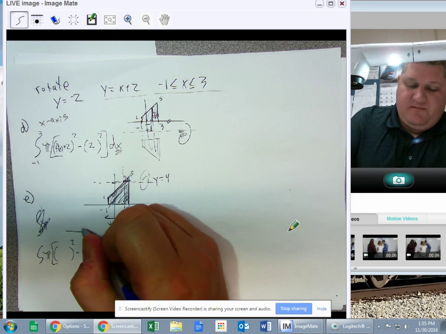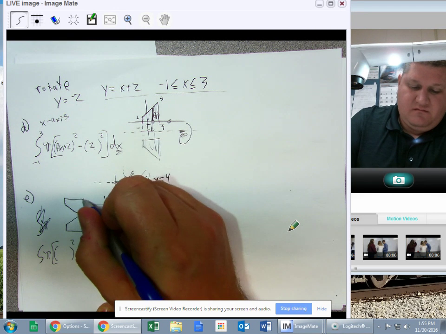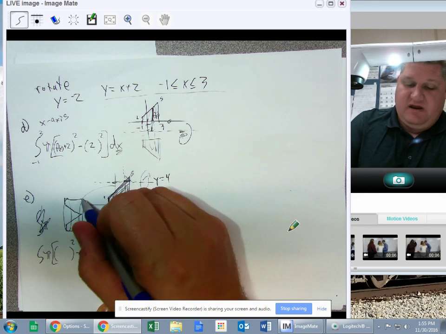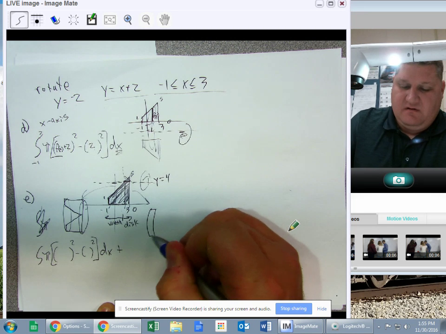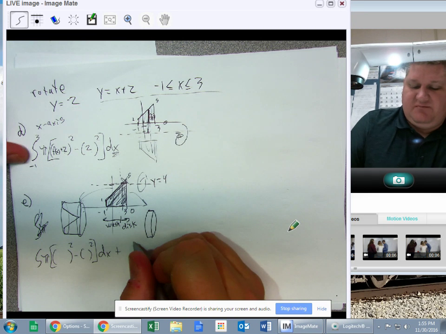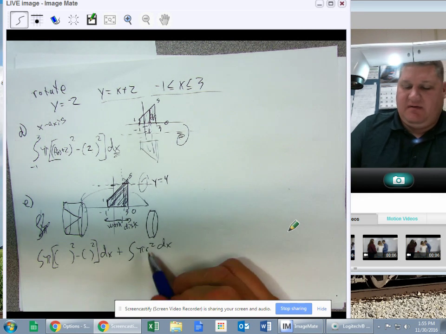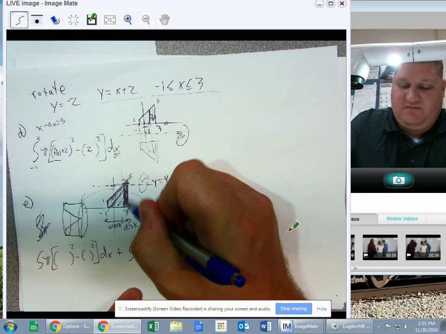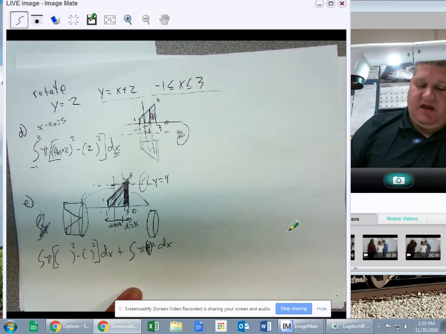So I'm going to have a chunk that looks like this, and I have this chunk over here that looks like this. So it's going to be a small, flat disk shape. So in this case, plus pi r squared dx. Now, the nice thing about this r is, well, it goes up to 4 the entire time. So if that's constant, then it's just 4 squared. Yay!